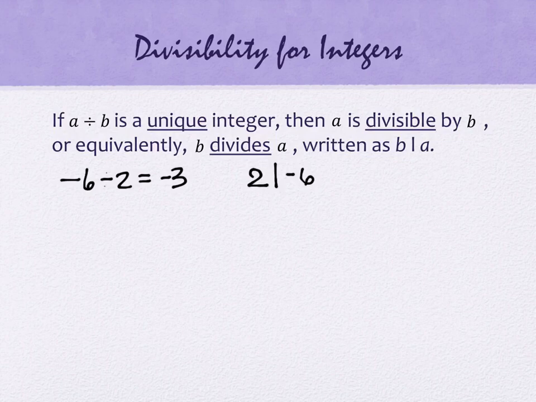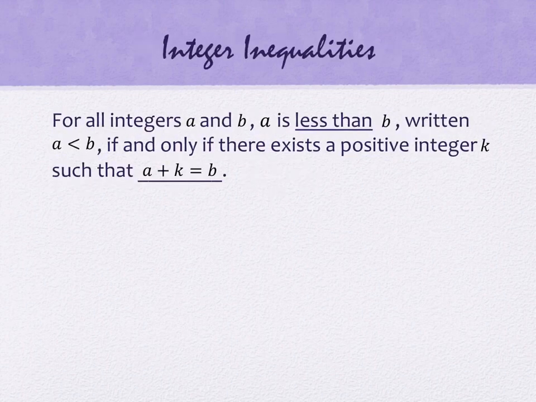Another repeat from before. This is why this section is so quick, because it's almost all repeat. It's talking about integer inequality. For all integers a and b, a is less than b, written with that standard notation, if and only if there exists a positive integer k such that a plus k is equal to b. Okay, so in other words, if I would take negative 2 and say that it is less than 1, the reason I know that is because there is a number I can put right here that would make it equal to 1.